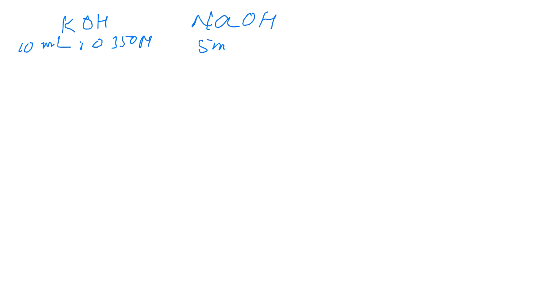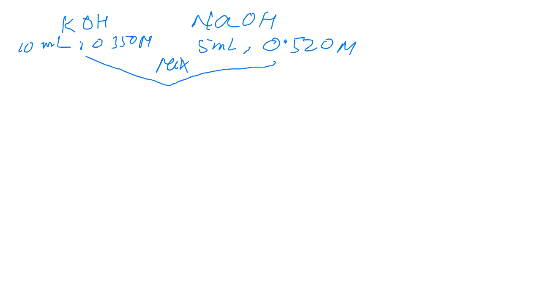All right. Suppose, for example, we have two solutions of KOH or sodium hydroxide. We take 10 milliliters of this, and its molarity is 0.350 molar, and this one has a volume of 5 milliliters and a molarity of 0.520 molar.